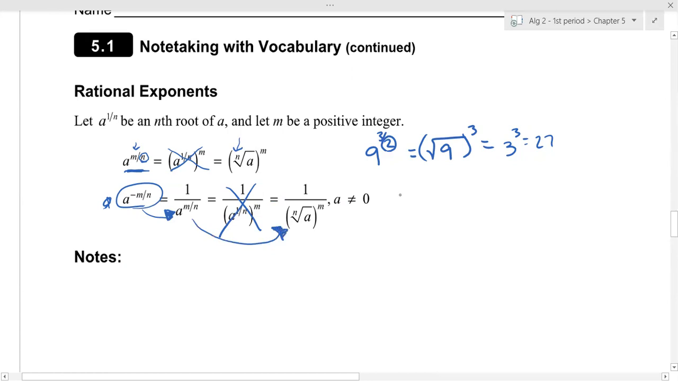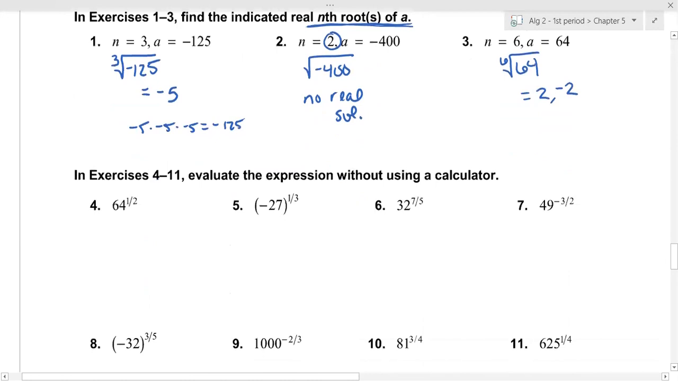Okay, so again, for instance, let's just use the same example, 9 to the negative 3 over 2. I'm going to start with 1 over 9 to the 3 over 2, because I can't really solve a negative exponent. That's not possible. And then this would become 1 over the square root of 9 cubed, which would in fact be 1 over 27. All right, so let's look at a couple examples.